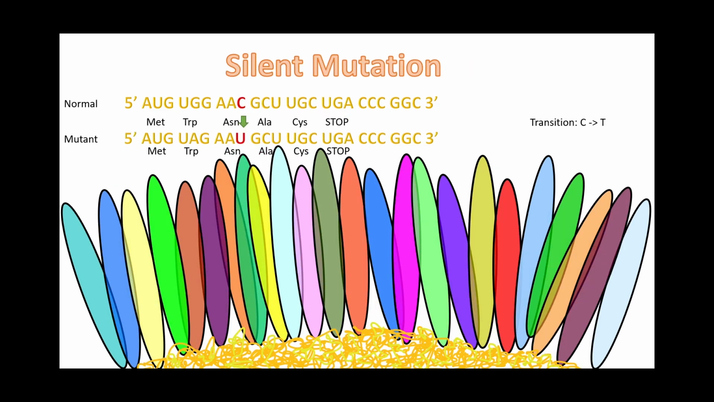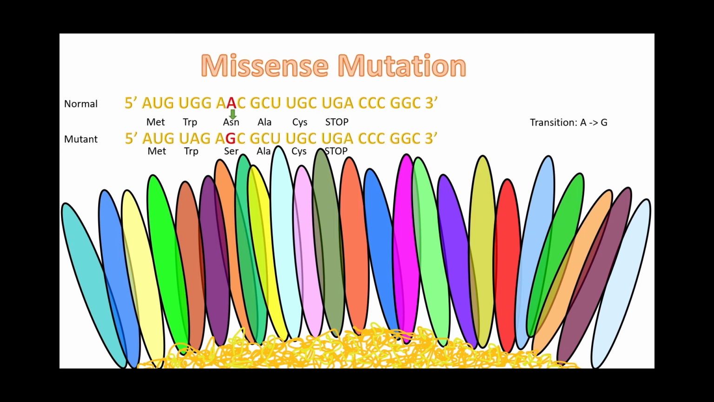Next, we have silent mutation, which is when the mutation does not impact the amino acid sequence. AAC into AAU in mRNA still encodes both for ASN. Here the petals stay the same. This is transition because it goes from C to U.